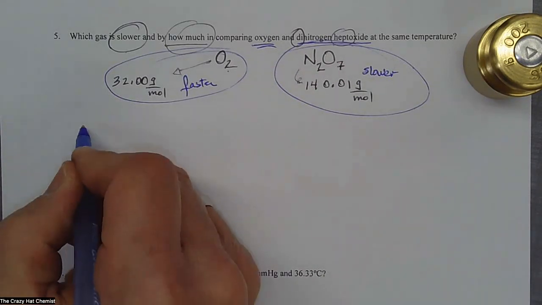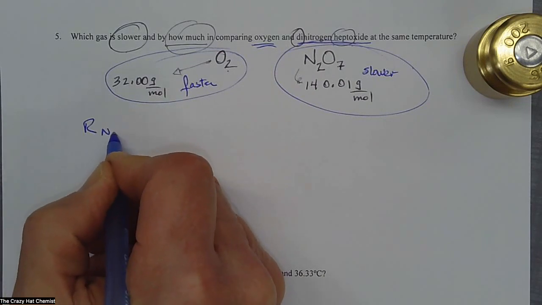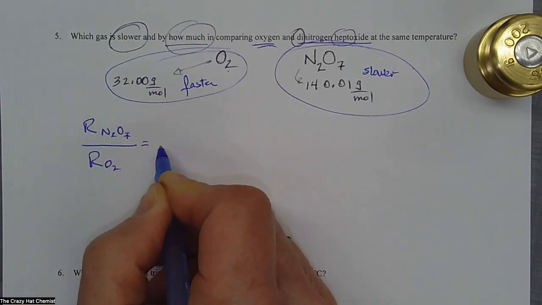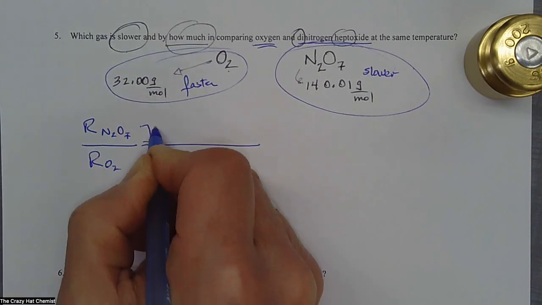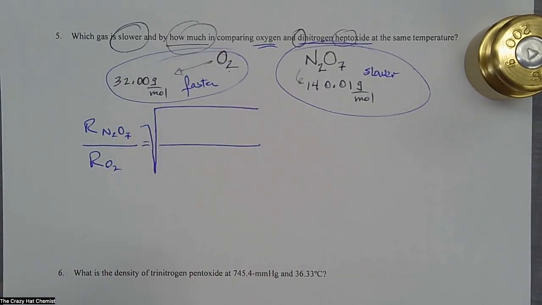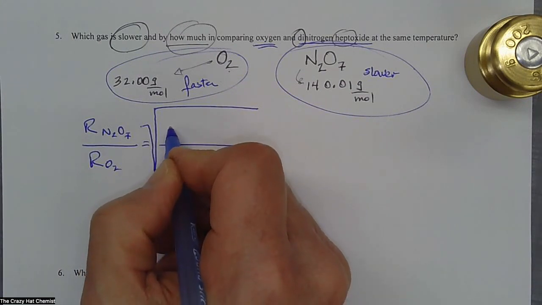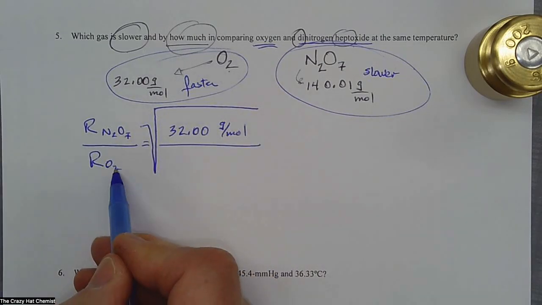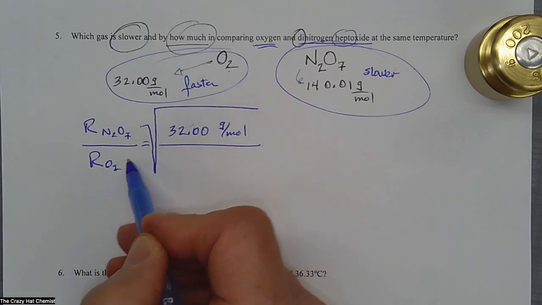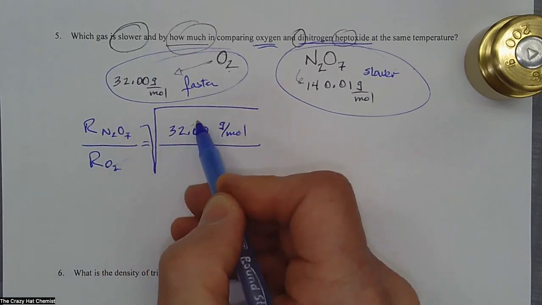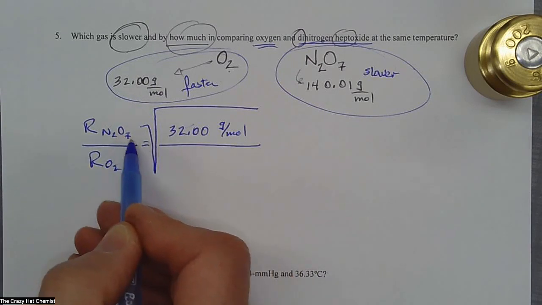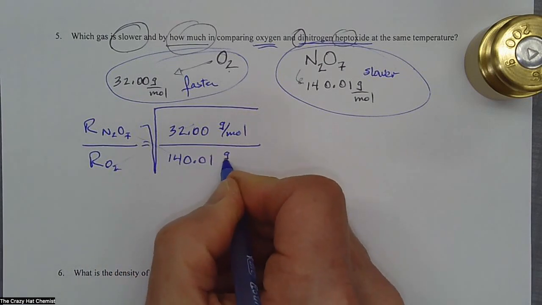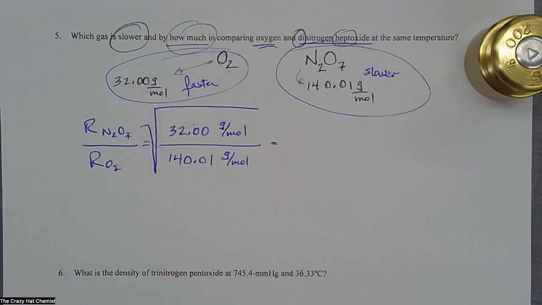So this is Graham's law. The rate of dinitrogen heptoxide compared to the rate of oxygen is equal to an inverse of the square roots of their molar masses or their densities. So notice that this is oxygen and this is the oxygen's molar mass. It's a reciprocal, an inverse of their molar masses. And then this is for dinitrogen heptoxide. That's going to be down here at 140.01 grams per mole.